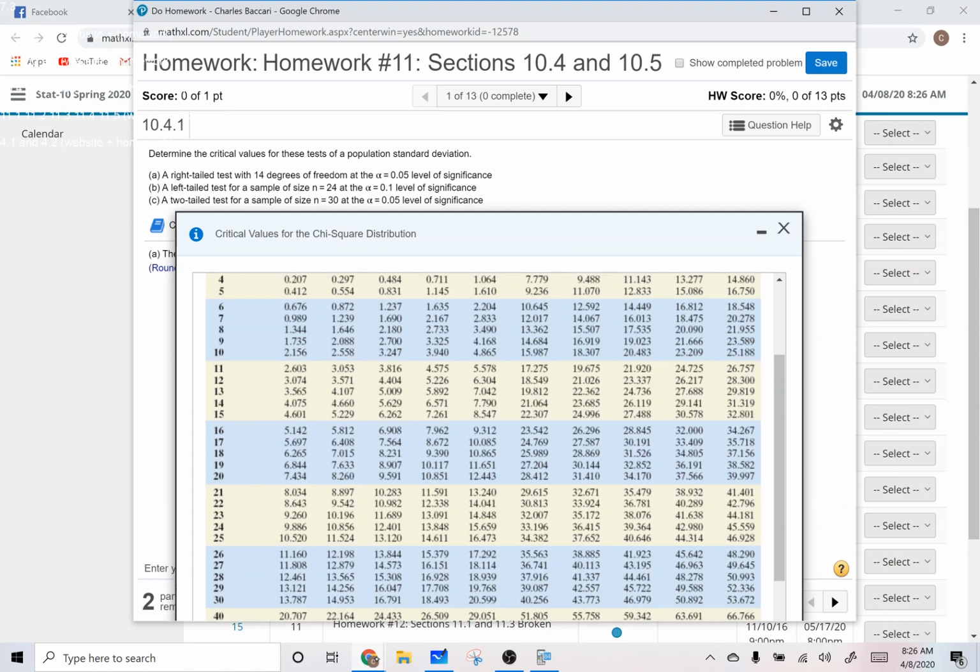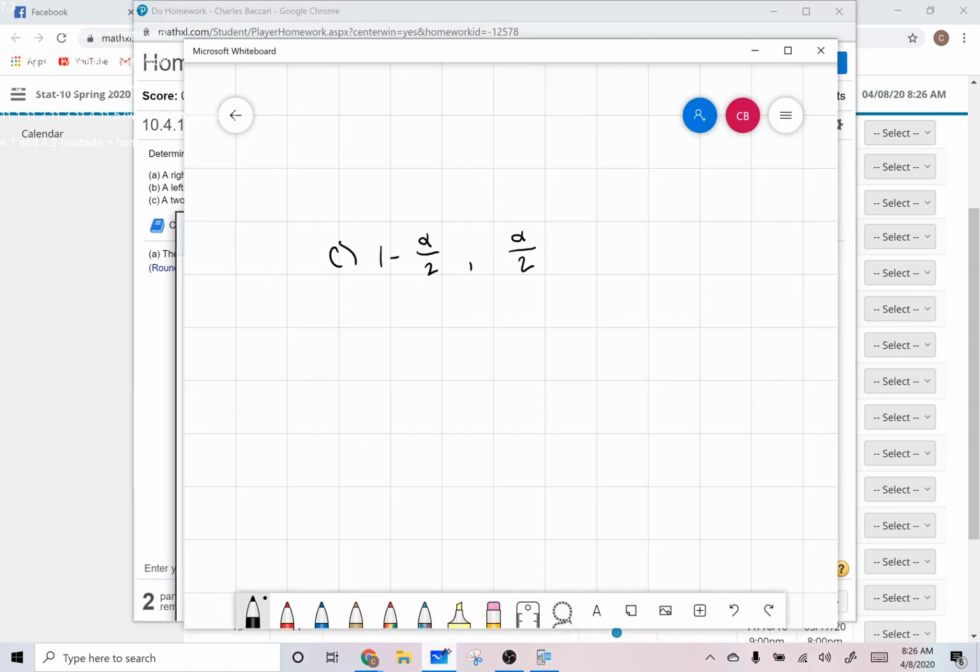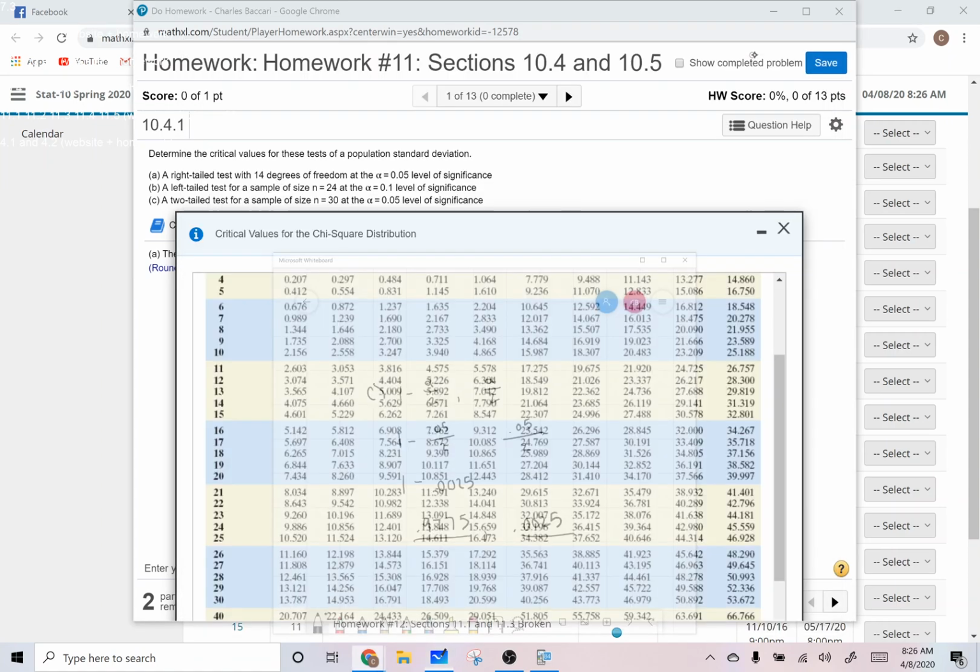And you're going to have two of them because this is a two-tailed test. To figure out what they are, you do 1 minus alpha over 2. So this is 1 minus 0.05 divided by 2, which is 1 minus 0.025, which is 0.975. And then for the other one, you have 0.05 divided by 2. That's just 0.025. So if you put these two answers from row 29, you will get the right answer for this.